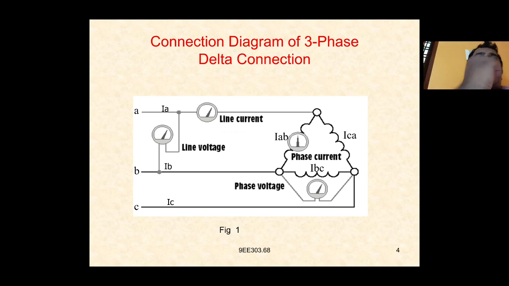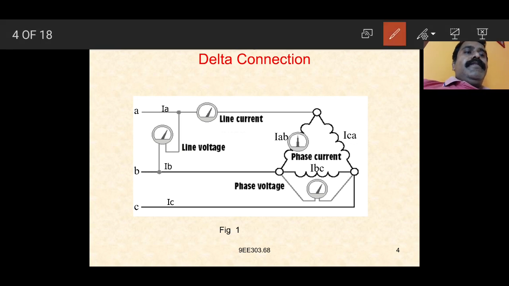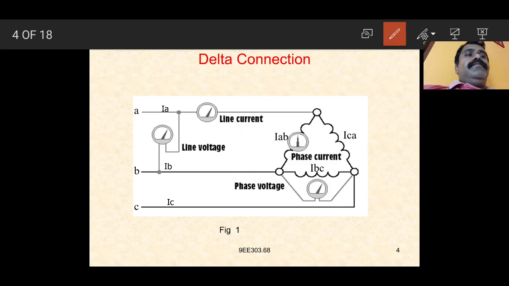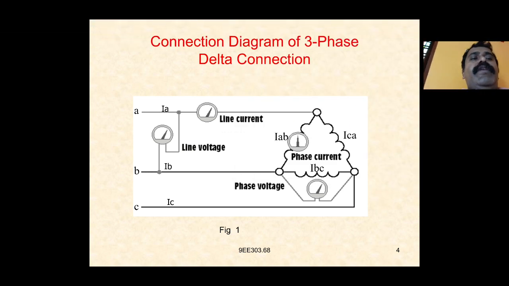It is nothing but the delta connection, or pi connection. The line current is measured, the current meter is connected in series with the phases. The voltmeter can be connected in parallel, where the voltage can be applied here.